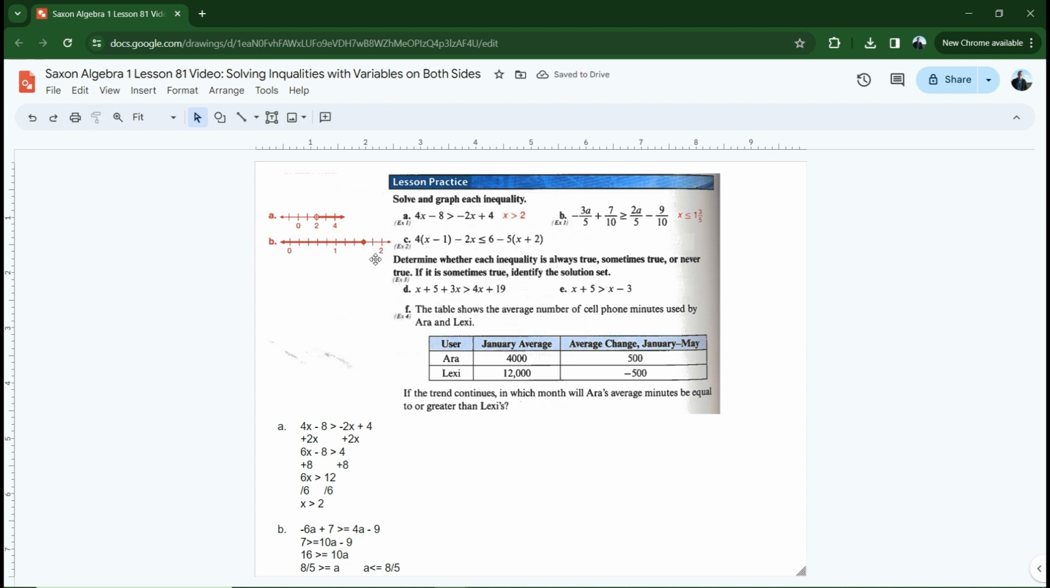And then if I was going to graph that, it would look like this. Here's 1, here's 2. 1 3/5 is 3/5 of the way between 1 and 2. I'm going to fill in the circle because it's less than or equal to and shade everything to the left.